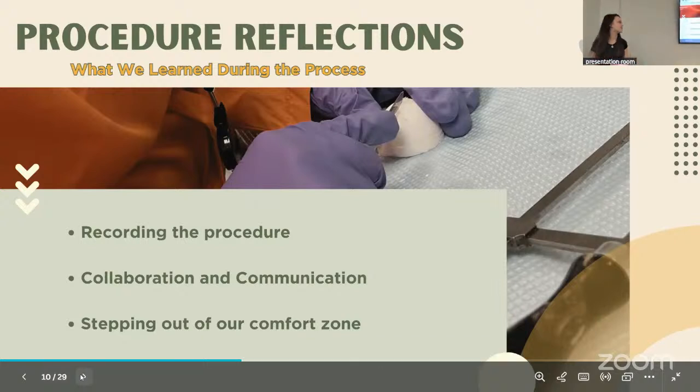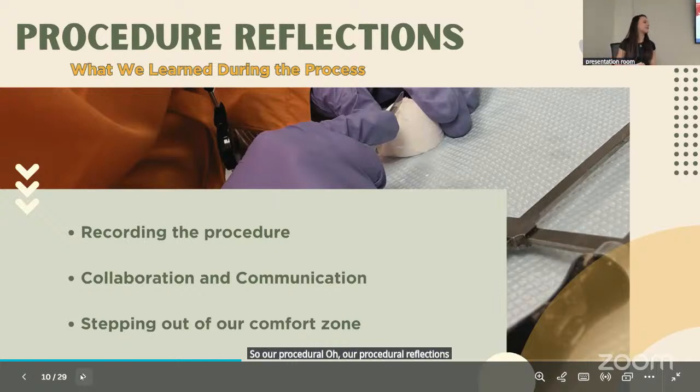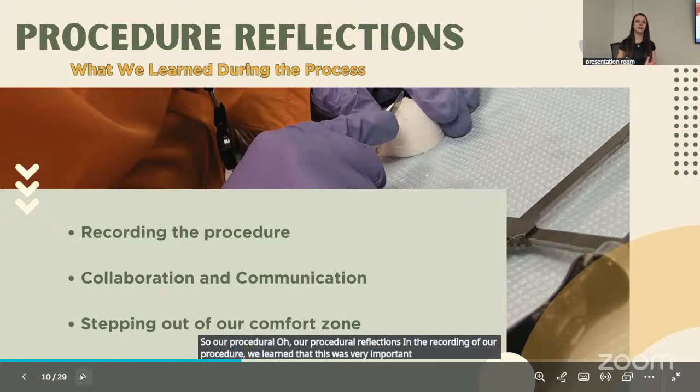So our procedural reflections. In the recording of our procedure, we learned that this was very important for recollecting what our process was and how it was completed. They also help to keep us organized throughout the entire process and inquiry.